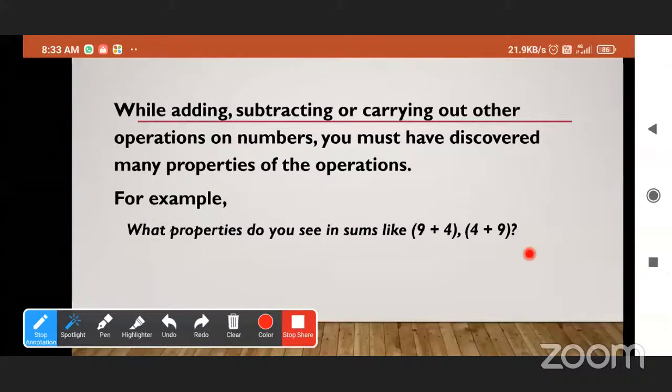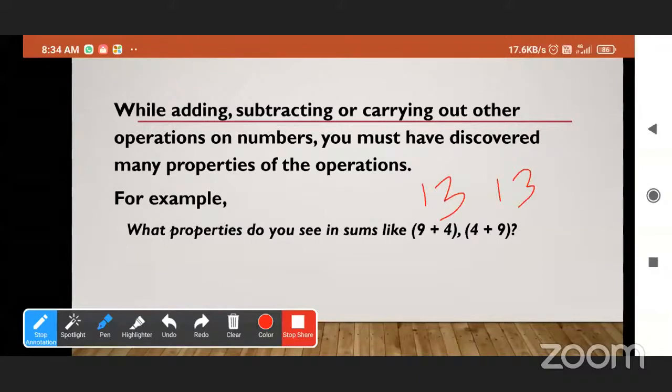So 9 plus 4 is? 13. And 4 plus 9 is? 13. Okay. So the value of the given two expressions is equal.